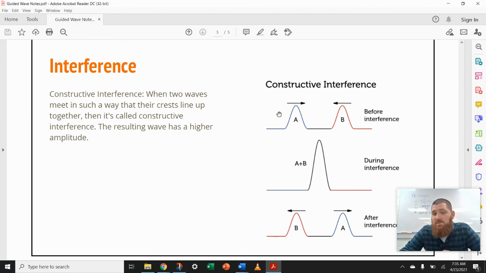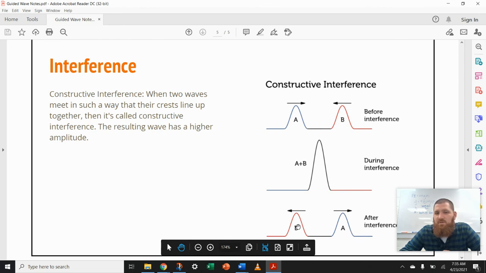So the amplitudes of the two waves will be added together. So here we can see wave A and wave B. They're moving towards each other. When they're right on top of each other, their amplitudes will add together. And then afterwards, they'll pass on their way just as they were traveling before.